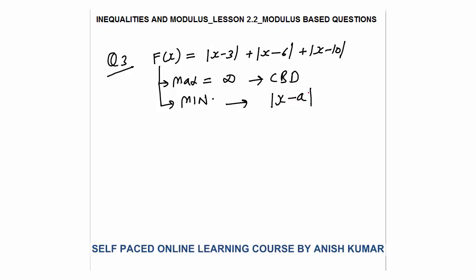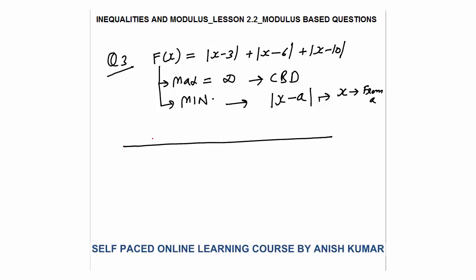I told you that mod x minus a simply means the distance of any point x on the number line from a. That is the meaning of mod of x minus a, I told you in the previous lessons. So what we need to calculate, this is the number line.